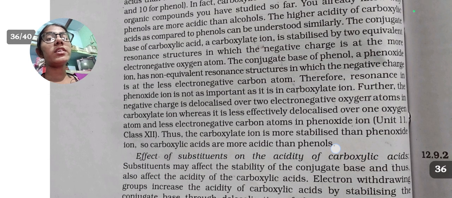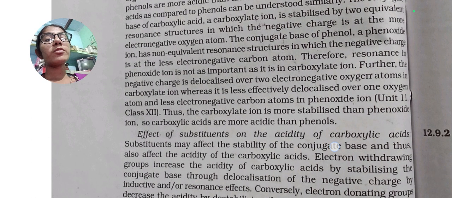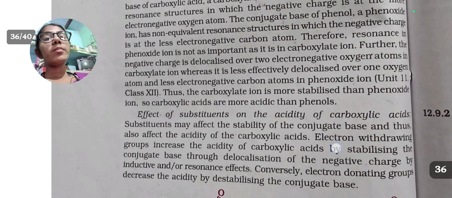Further, the negative charge is localized over the two electronegative oxygen atoms in the carboxylate ion, while it is less effectively localized over the one oxygen atom and less electronegative carbon atoms in the phenoxide ion. Thus, the carboxylate ion is more stabilized than the phenoxide ion. So, carboxylic acids are more acidic than phenols.